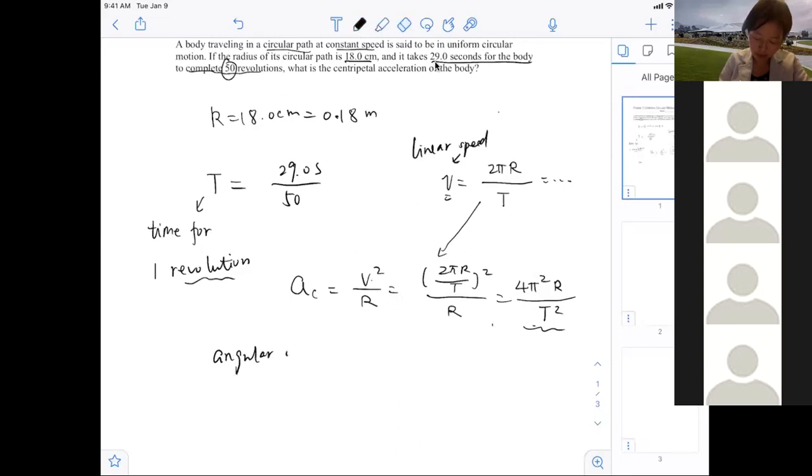What about the angular velocity? So how do I calculate omega? Do you still remember this from the lecture? What does angular velocity mean? Anyone?